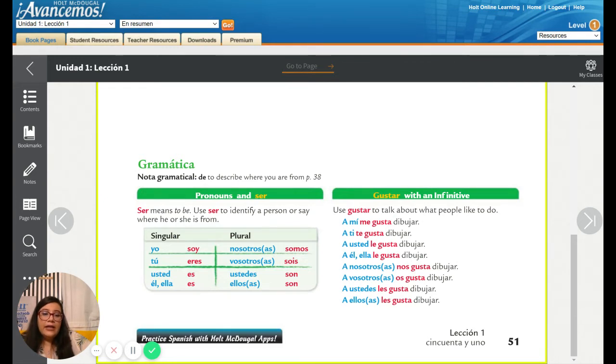If it's just one guy, one girl, one adult, they both have le. But this time, if it's a lot of guys, a lot of girls, or a lot of adults, they put an S on les. So something to keep in mind. You don't want to forget that.